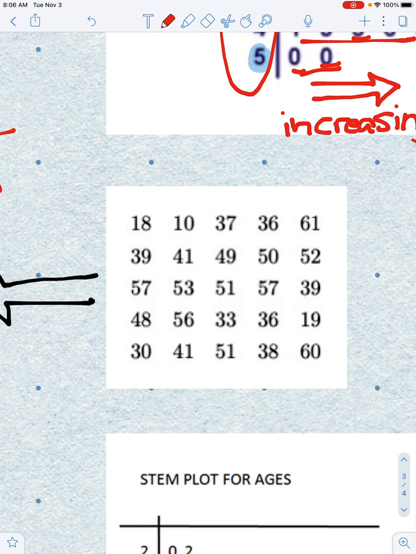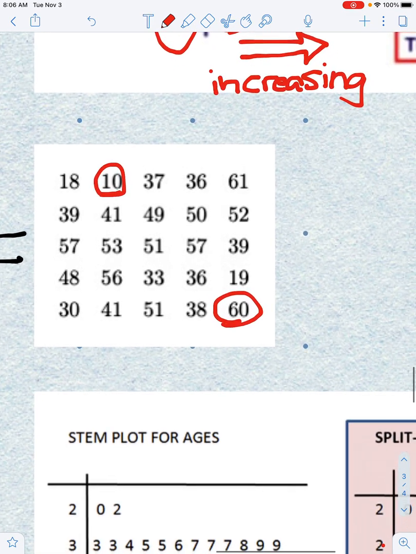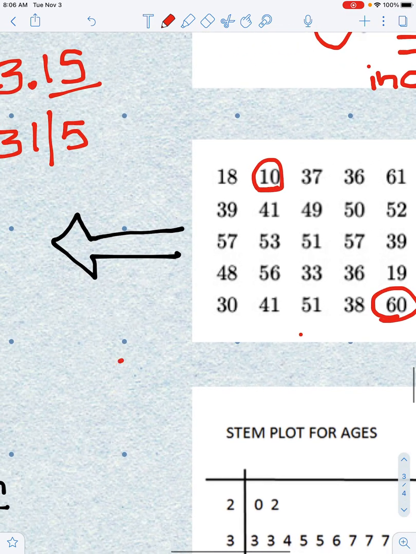what the numbers might mean. So it's important that you look through your data and first of all find the smallest data item and the largest data item. In this case, it looks like 10 and 60 are my 2 largest. That helps me understand where my stem is going to be. So let's come over.